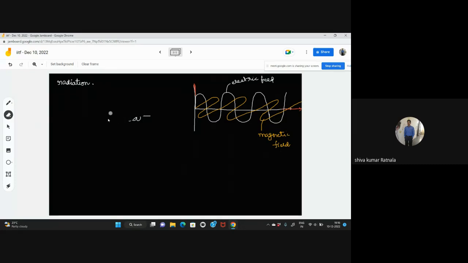What we want to say is whenever the radiations are coming, they will create an electric field and a magnetic field, and both are in an oscillating manner only, perpendicular to each other. This is the point we can say.